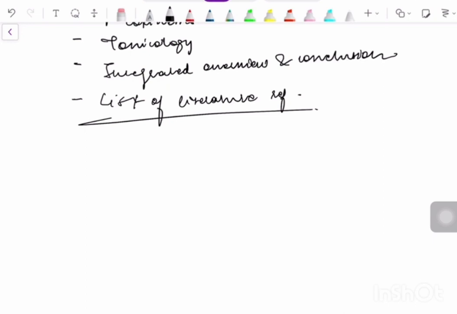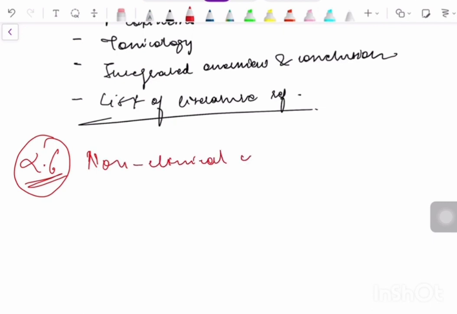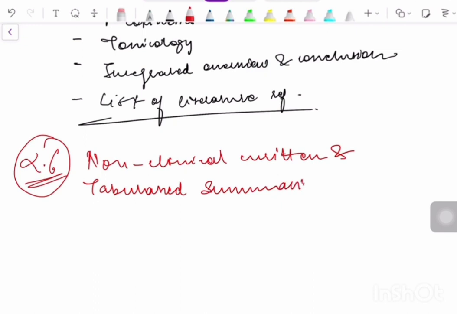Now, non-clinical written and tabulated summaries. So what we just learned was about the non-clinical overview. What we are going to learn now will be about non-clinical written and tabulated summaries.